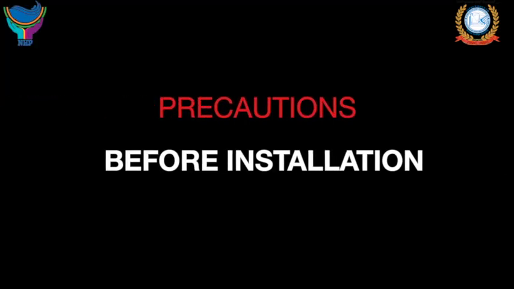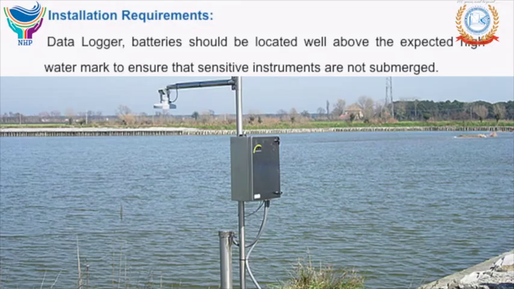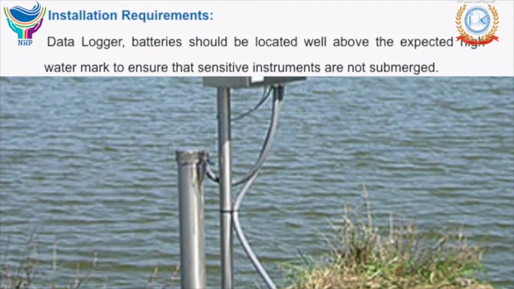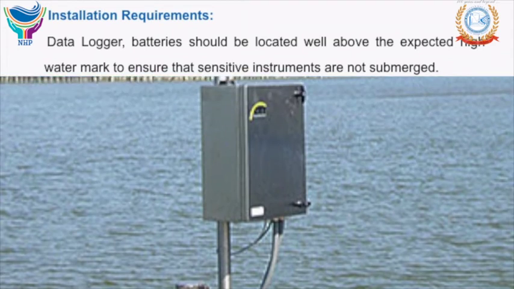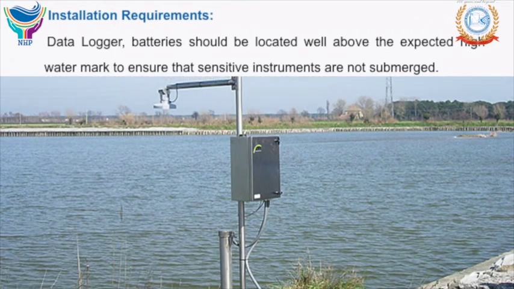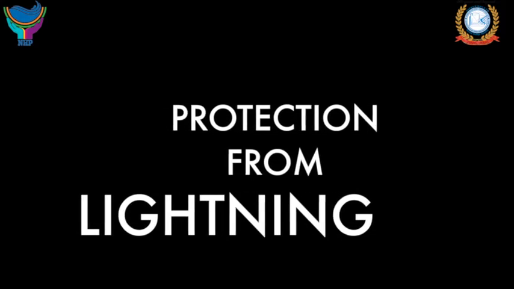Now, in order to protect our instruments, we need to take some precautions before installing a data logger. Protection from water. Data logger batteries should be located well above the expected high water mark to ensure that sensitive instruments are not submerged.